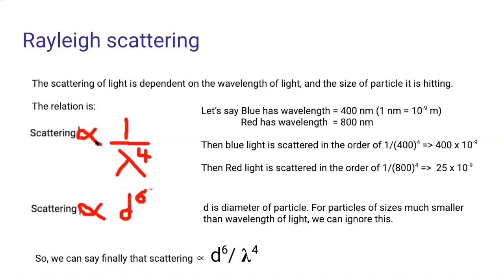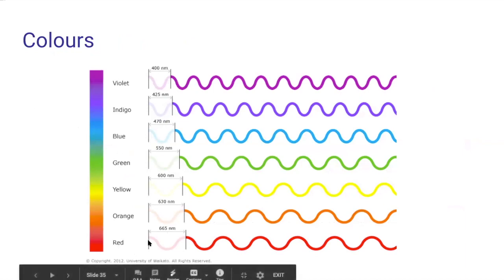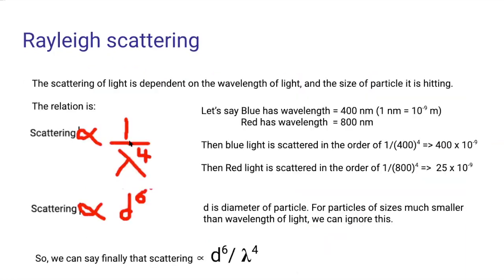Scattering is inversely proportional to lambda power 4, which means the lesser the wavelength, the more the scattering. So scattering will be least for red and highest for violet. Then scattering is directly proportional to d power 6, where d is the diameter of the particle. So it depends on two things.